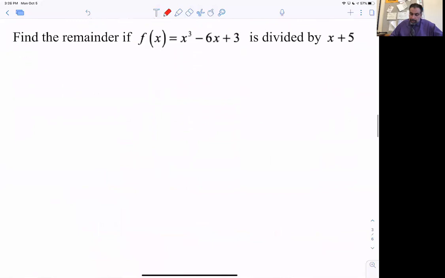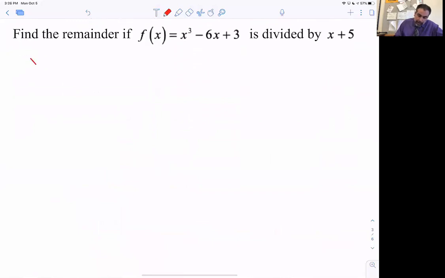So when we look at this example, x plus 5 is our factor, which means our c value equals -5, because that's what we've got to plug in to make this 0. To find the remainder, the theorem tells us to take your function and set up your somethings. So it's going to be something cubed minus 6 times something plus 3. We're now going to plug in -5 everywhere.